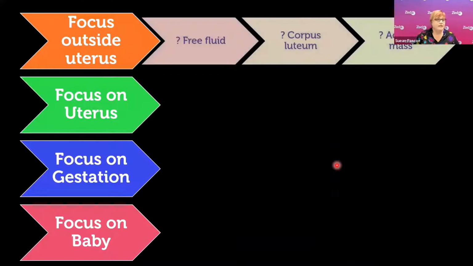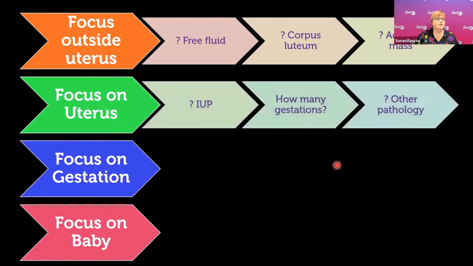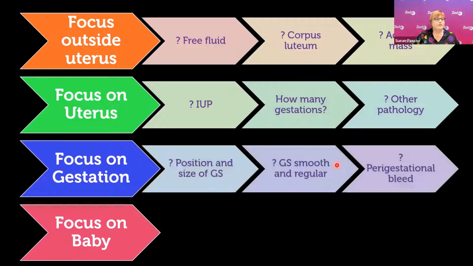And so when we're focusing outside the uterus, we're looking for, is there any signs of free fluid? Can you see the corpus luteum? And which side do you see the corpus luteum on? Because most ectopic pregnancies will occur on the same side as the corpus luteum. And we're also looking for any adnexal masses. Then when we look at the uterus, we're trying to see if we can see an intrauterine pregnancy, and if so, how many? And is there any other pathology? So can we see any fibroids? Is the cervix open?